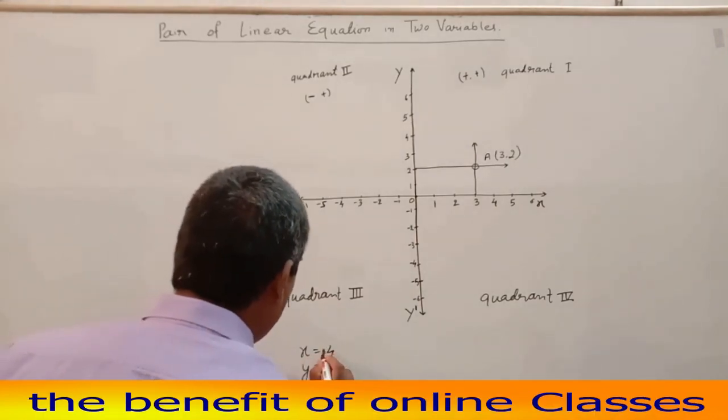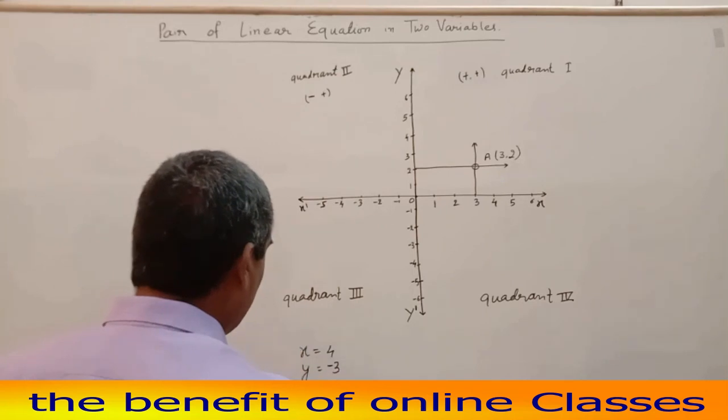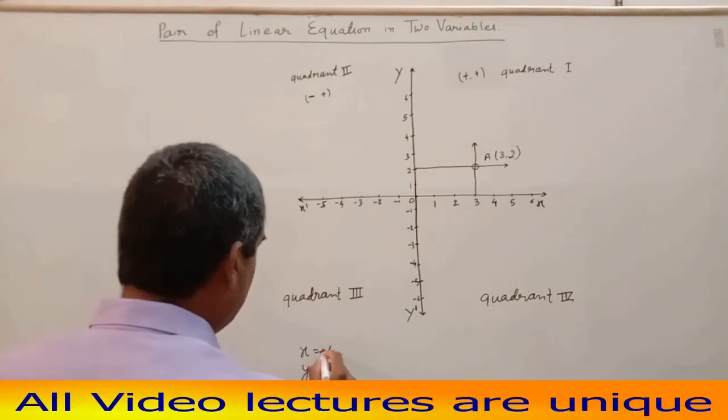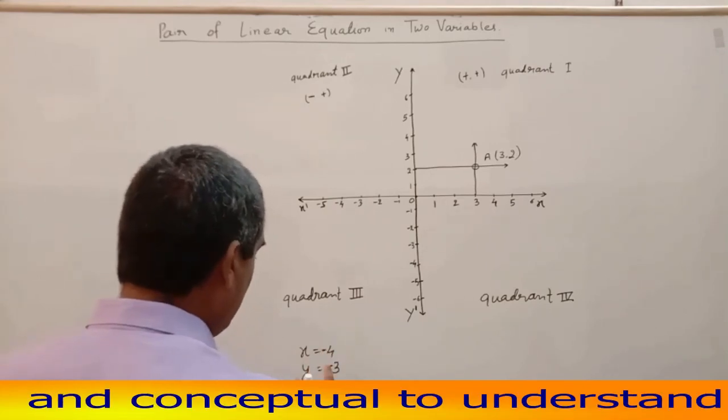Sorry, we will discuss this later. Actually, this is a value of quadrant 4. So now we change the value of x and y.